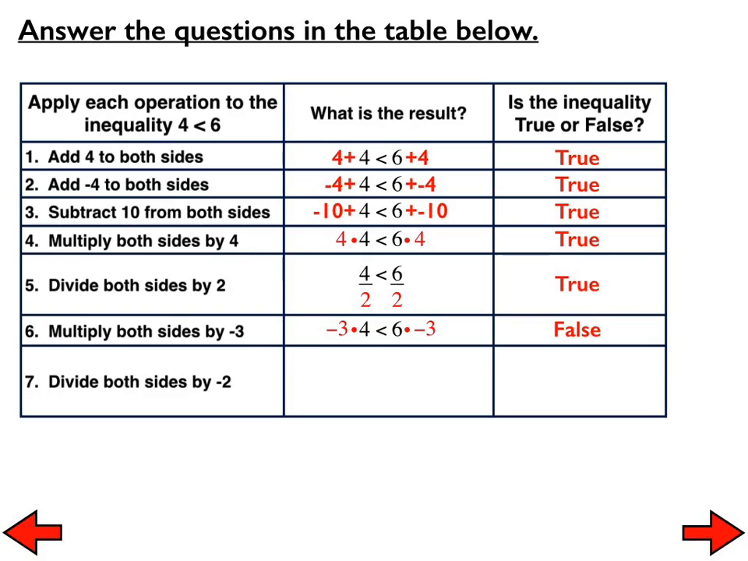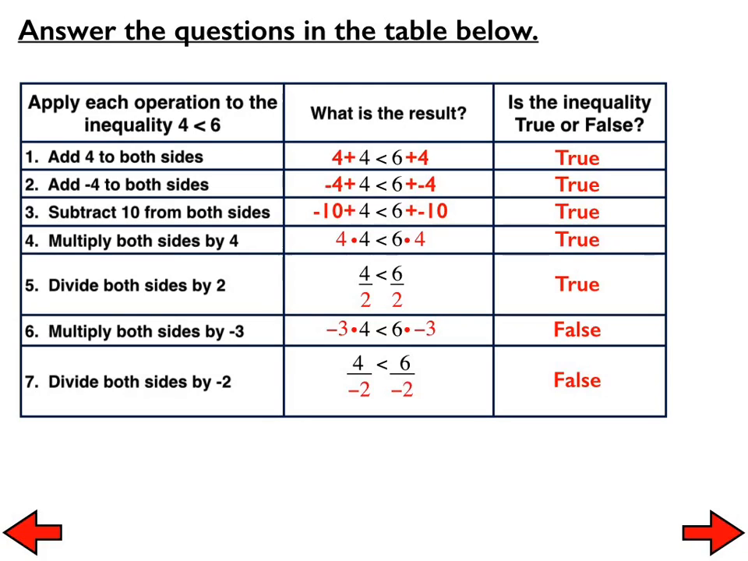All right, let's do the same thing in number 7. Let's start with 4 is less than 6, and let's divide both sides by negative 2. Figure that out on your own, and then I'll have you quickly shoulder partner what you've come up with there. So now we end up with negative 2 is less than negative 3. That is a false statement. It's a false statement. So what in the world is going on here?